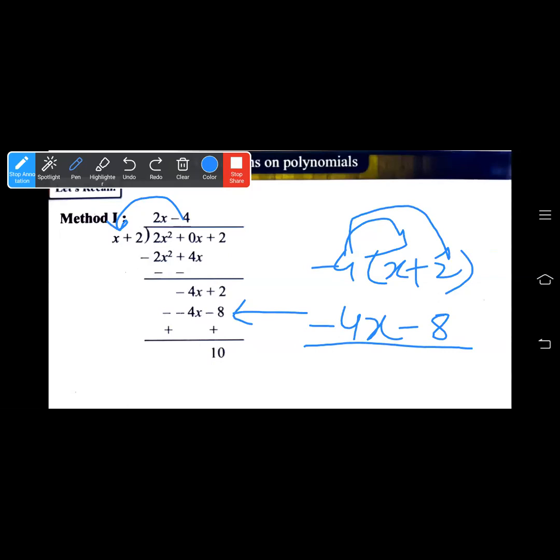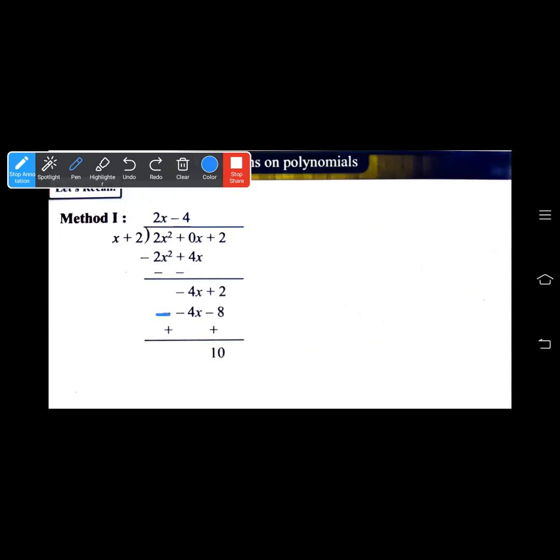When you will write this, you will do the subtraction over here. Subtraction करते टाइम माइनस हो जाएगा यहाँ पे प्लस, ये -8 हो जाएगा +8. अभी ये -4x plus 4x will get reduced and +2 plus 8 will become +10. So you can see this is your remainder and this one is your quotient.